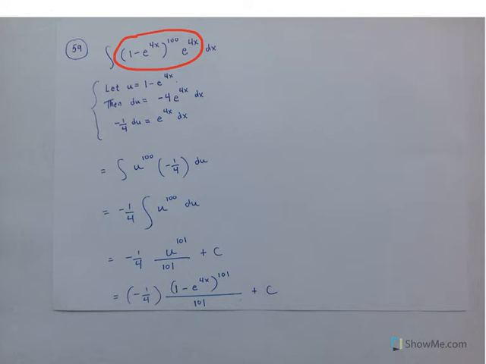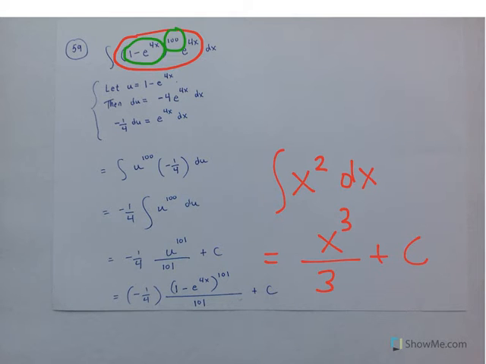So one thing that you might notice here is that you have a power. You have 1 minus e to the 4x raised to the 100th power. So maybe you think I can use the power rule for integration, but not as the problem is currently given. You would have to do a u-substitution.